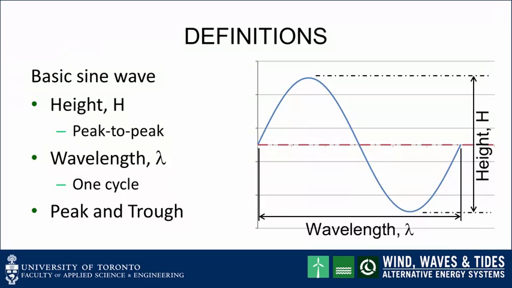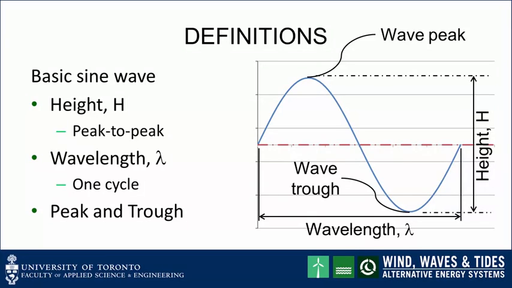Let's start with some definitions. Everyone is familiar with the basic sine wave from physics. We have peak-to-peak amplitude. With water waves, that's called the wave height. The maximum height of the wave is called the peak of the wave, and the minimum height is called the wave trough. The wavelength is the distance the wave travels in one cycle.